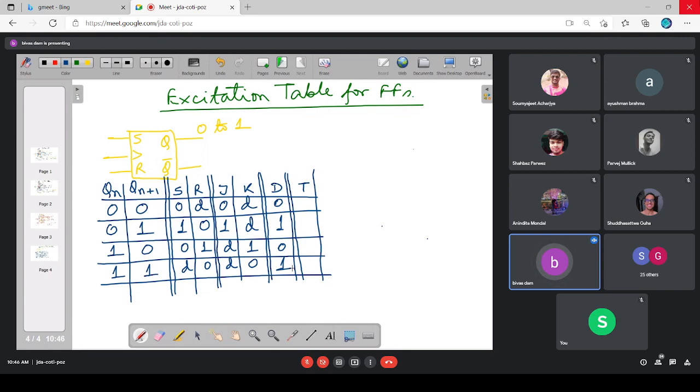When the type of state transition required is 0 to 0, what should be the value of T? 0. Right, no toggle. How does the T flip-flop function? You tell me, how does a T flip-flop function? If T is 0, it will be Qn. If T is 1, it will be Qn bar.